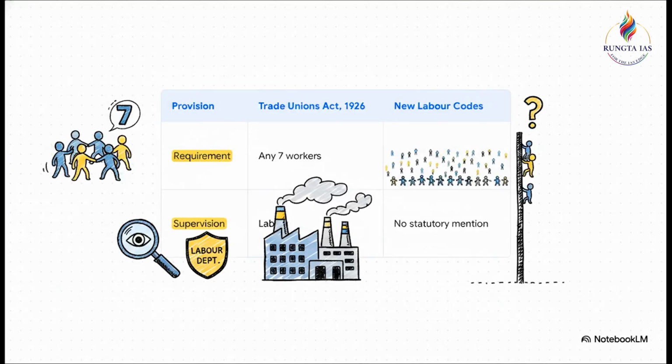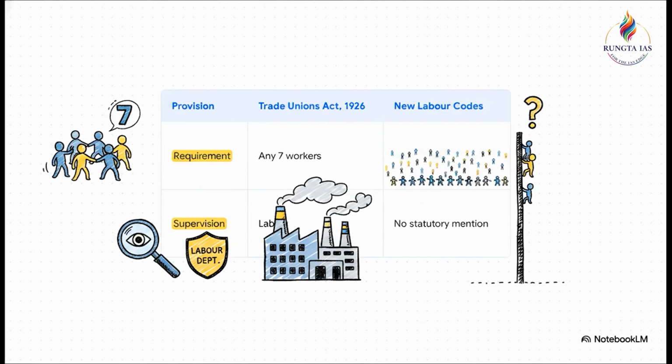And this table here shows a really critical change. Under the old law from 1926, any 7 workers could come together and form a union. Just 7. The new codes, they raise that bar significantly. You now need at least 10% of the workforce. So imagine a factory with 1,000 workers. That means you need 100 people just to start. And on top of that, the mandatory supervision by the Labor Department seems to be gone, which raises some serious questions about oversight.